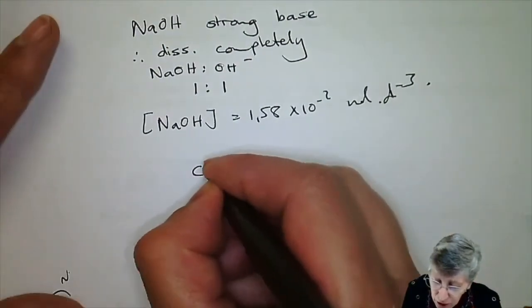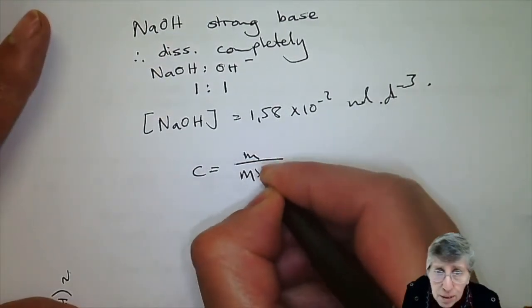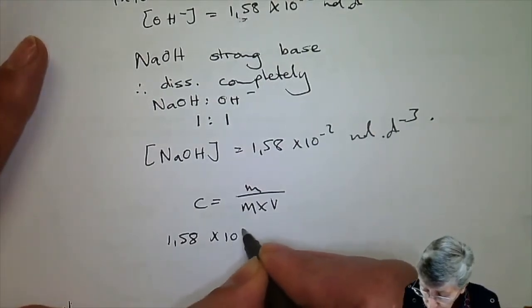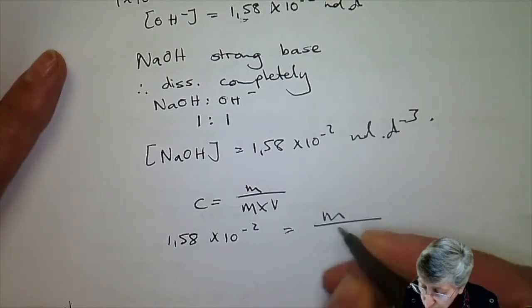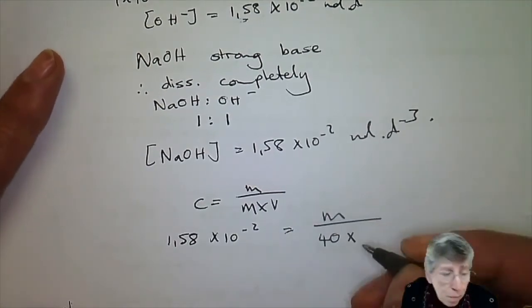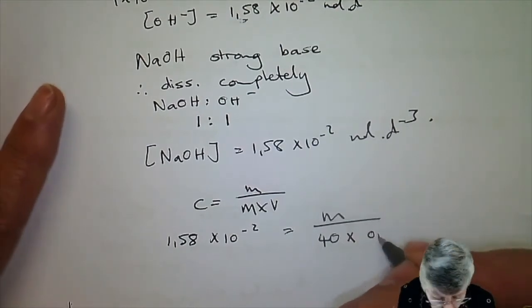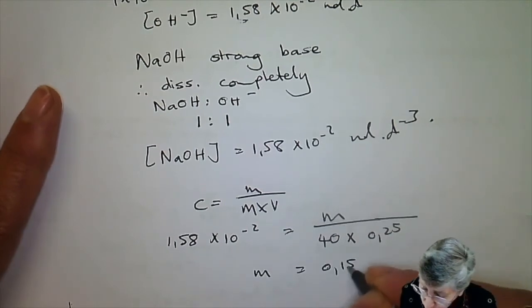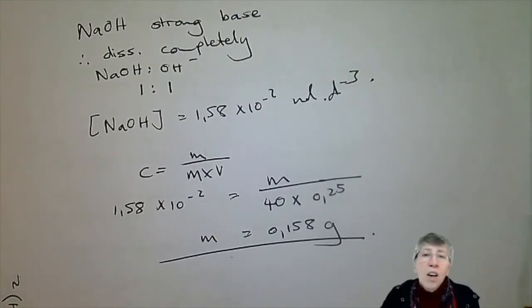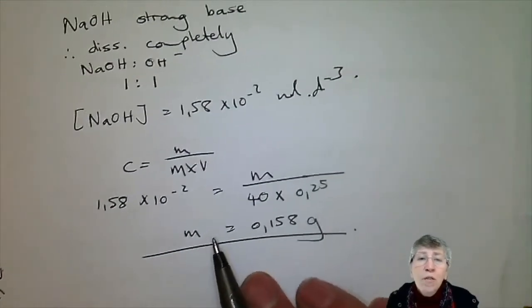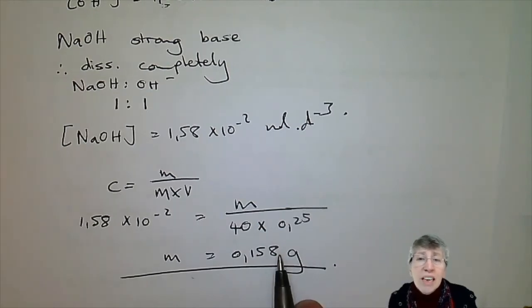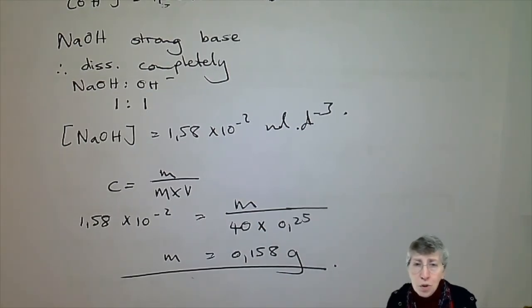So once again, we're going to use C equals m over M times V, right? Concentration 1,58 times 10 to the minus 2. We're looking for the mass, molar mass 40, and volume, they've given us the volume, and that was 0,25, right? And I end up with 0,158 grams. Right, so guys, you end up with 0,158. You may round that to 0,16, okay, or you can leave it like that, a minimum of 2 digits after the comma. Right, moving on.